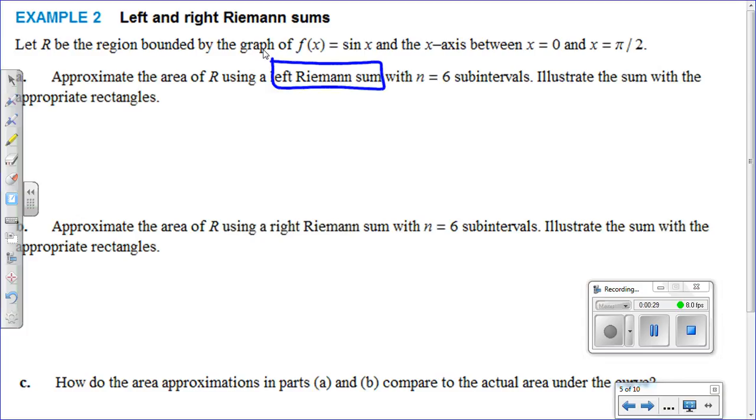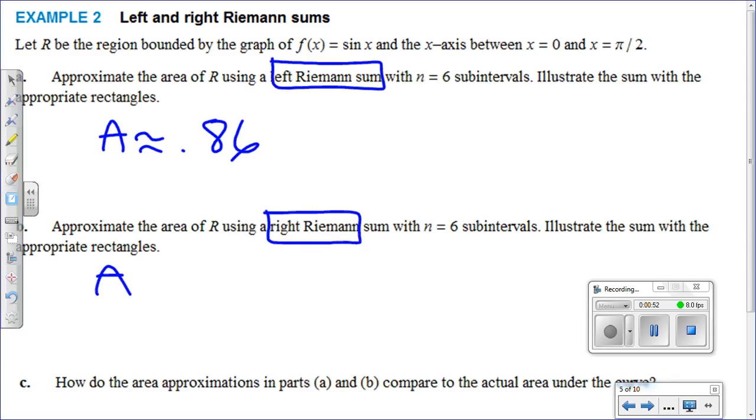Underestimate. What was the area for that, approximately? 0.86, okay. And then here for the right Riemann sum, that was the overestimate, right? Let's think a little bit about this, because it's going to come back to us.